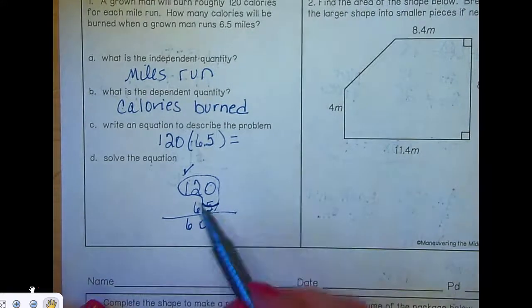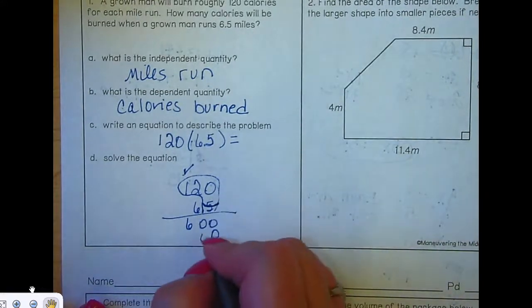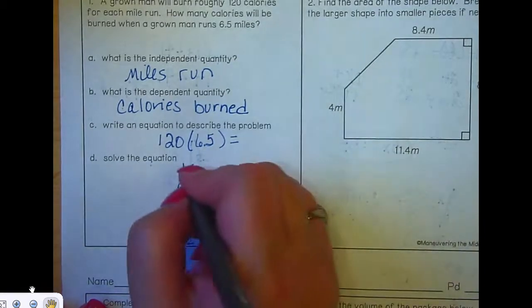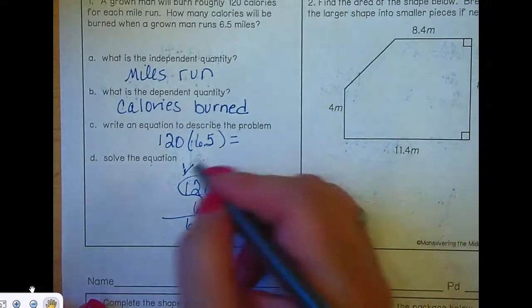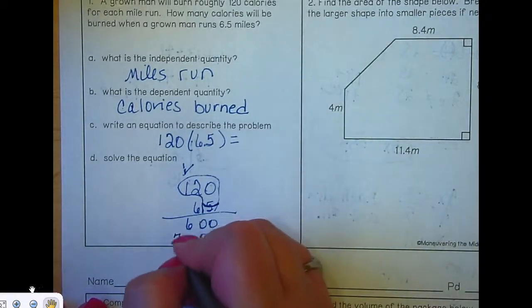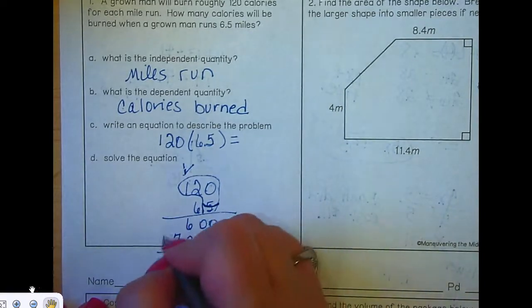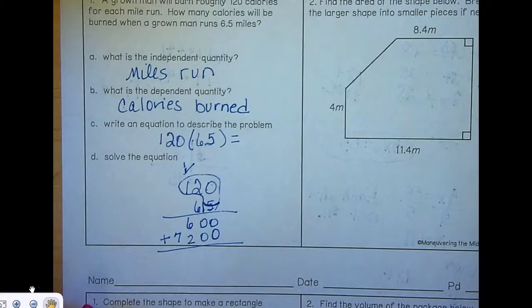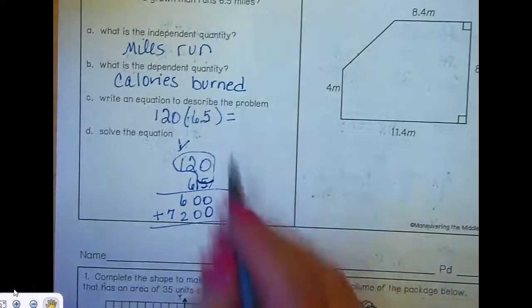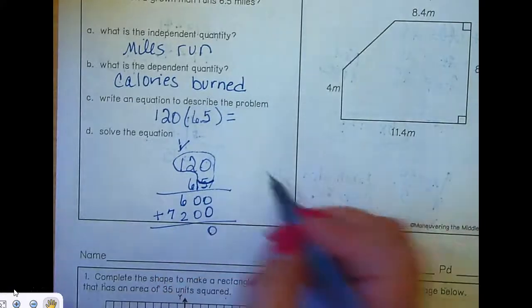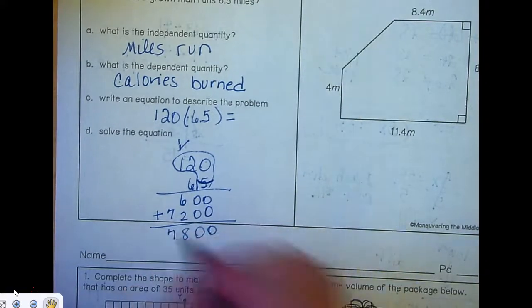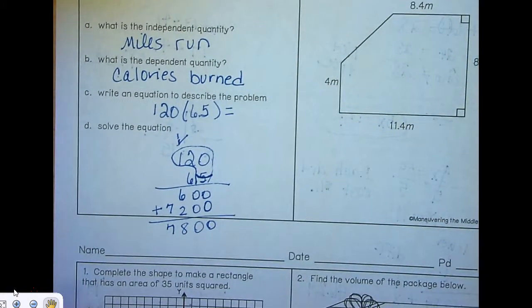All right, move to your 6. 6 times 0 is 0. 6 times 2 is 12. Put your 2 and carry your 1. 6 times 1 is 6, plus 1 is 7. Now we add. Let's add. 0 plus 0 is 0. 0 plus 0. 6 plus 2. 7. 7. So is it 7,000?